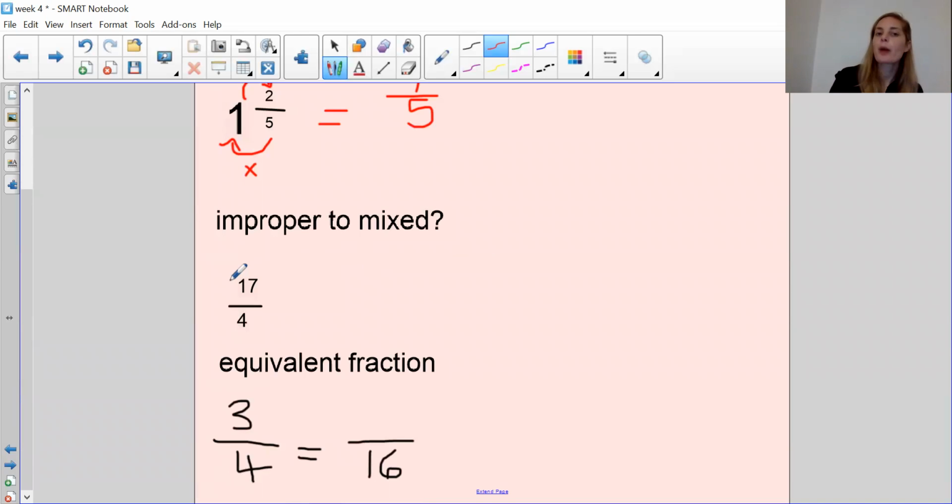If I'm going from an improper to a mixed, I'm now going to say how many groups of 4 can I make with 17? Okay, so 17 is divided by 4 how many whole times, and I can make 4 whole groups.